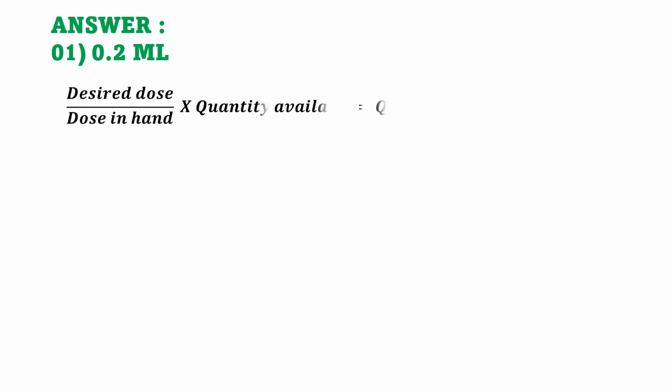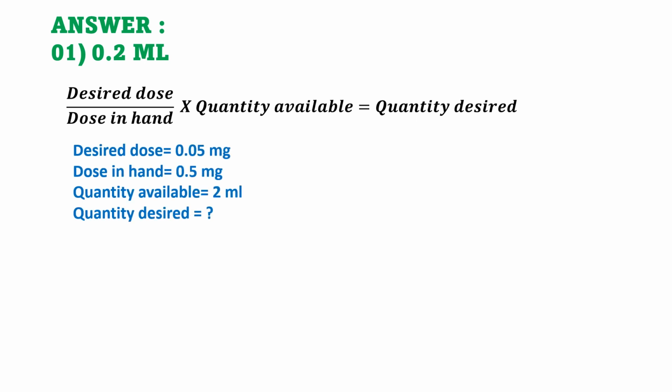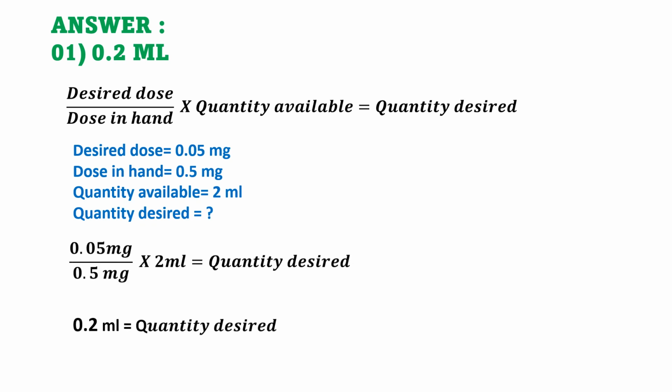So now let us see how we got the answer 0.2 ml. Here the formula which we are going to use is the desired dose upon dose in hand into quantity available is equal to quantity desired. From the question we know that the desired dose was 0.05 mg. The dose which was available in our hand was 0.5 mg. And the quantity available in our hand was 2 ml. And in the question it was asked to calculate the ml that the nurse will be administering. So we will be putting all these values in the above mentioned formula and we will be getting the answer as 0.2 ml.